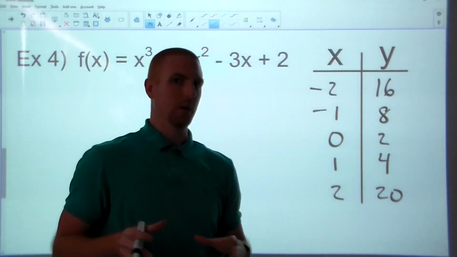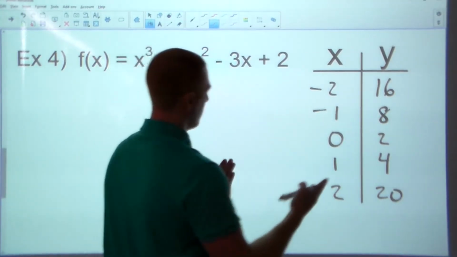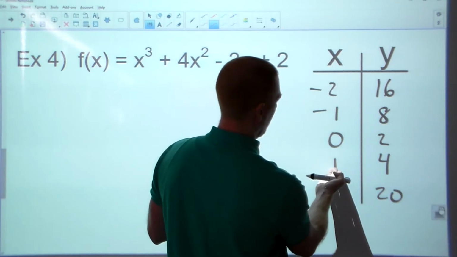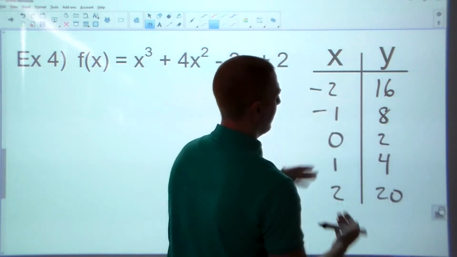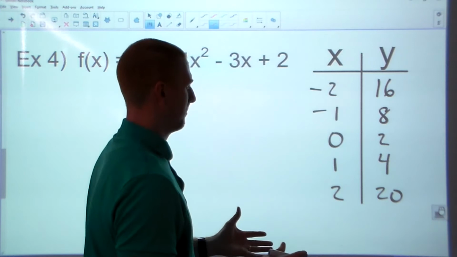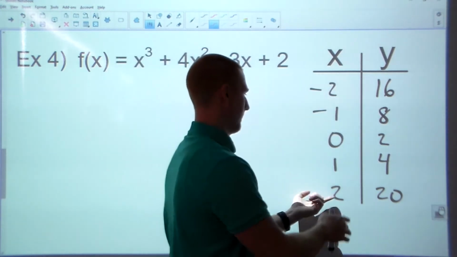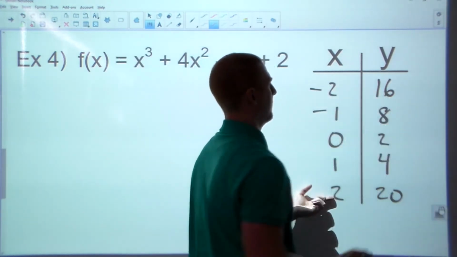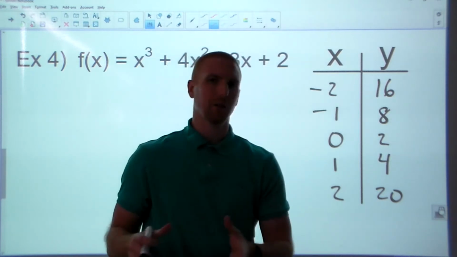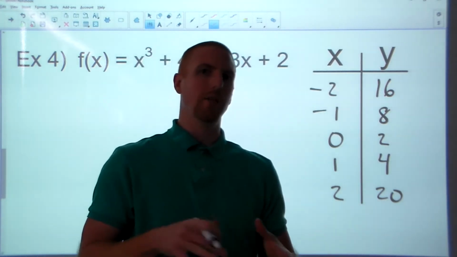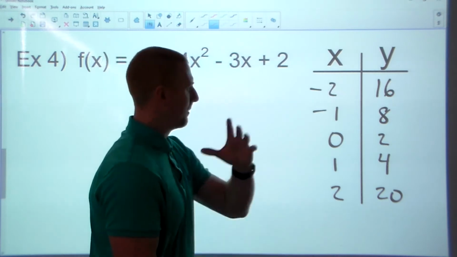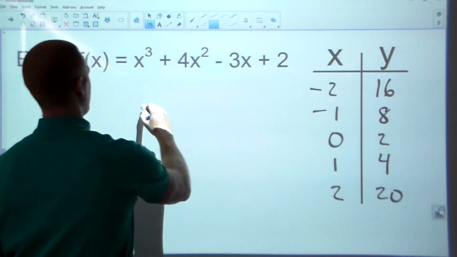In the last example here, if I did the same thing, we'll start with 1 again. So I put in 1, I get 4, put in -1, I get 8. It's not really looking to be either case so far. Let's look at 2. 2 gives 20, -2 is 16. So I'm not seeing either of those things happen. I'm not seeing the same y value come out. I'm not seeing the opposite y values. So this would just be a neither.